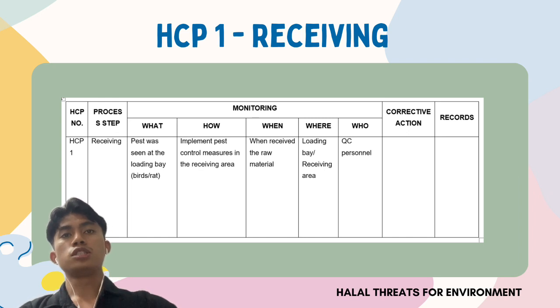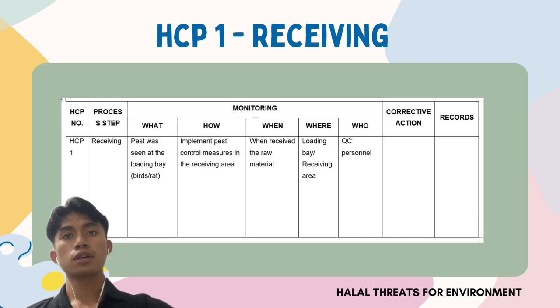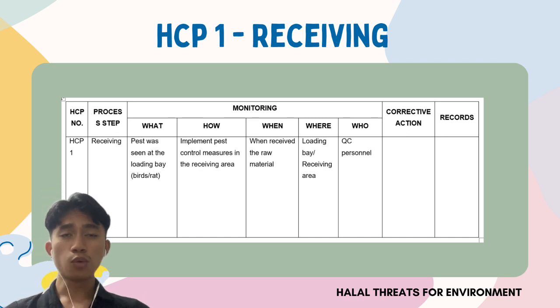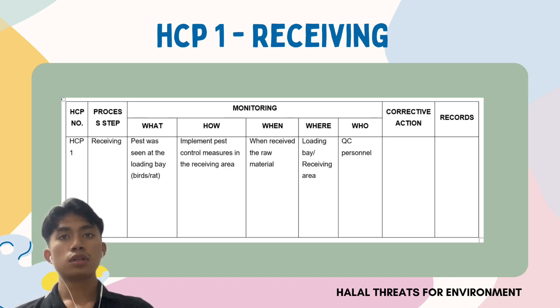So let's move on to HCP receiving for halal threats of environment. The issue is pests were seen at the loading bay, the animals which are birds and rats. How do we avoid this? Implement pest control measures in the receiving area. When: receiving the raw material. Where: loading bay and receiving area, with pest control there. Who: quality control and personnel.